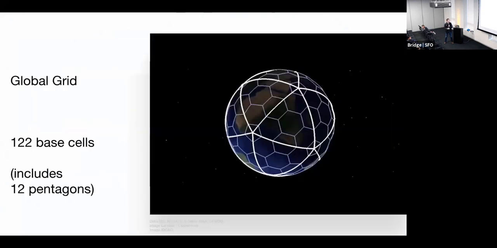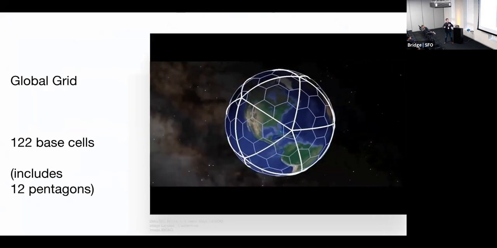All right, and on to the library. So I'd like to talk about the global gridding system that we came up with. And then we can talk about some use cases that hopefully will lead into the other talks that are to come, where more people will talk about all the different uses that we have for H3.